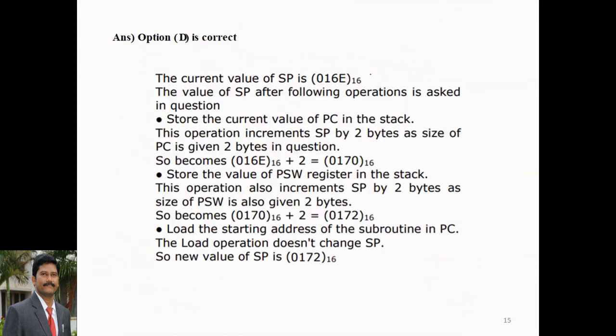So here the current value is 016E, and it always increments SP by 2 and stores, right? To store the PC value, the current value 016E plus 2 is 0170, and to store the PSW, 0170 plus 2, that is 0172.